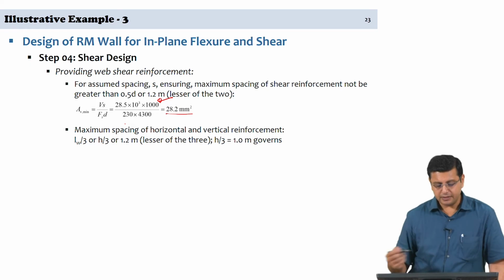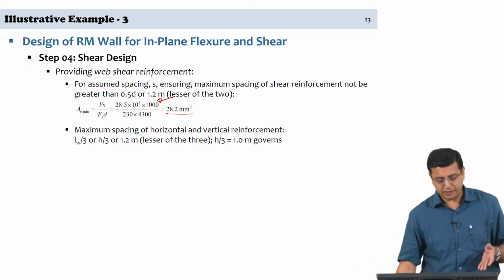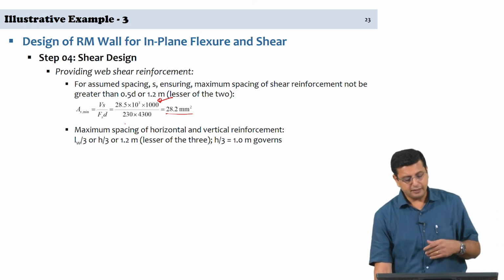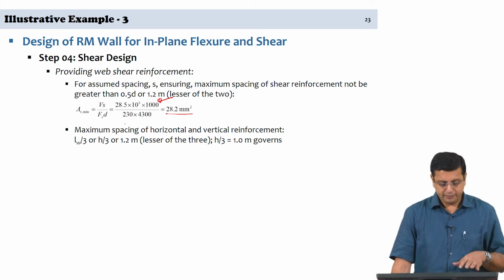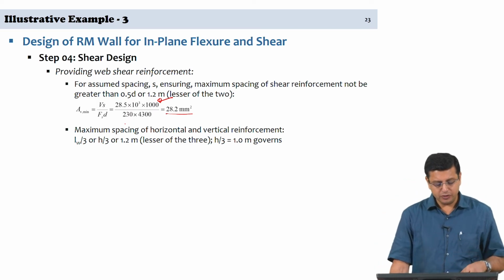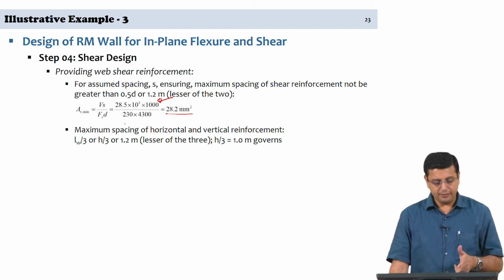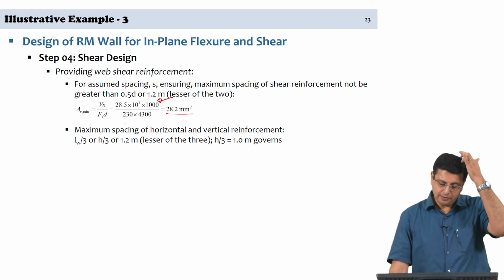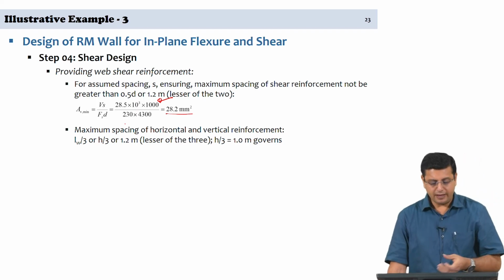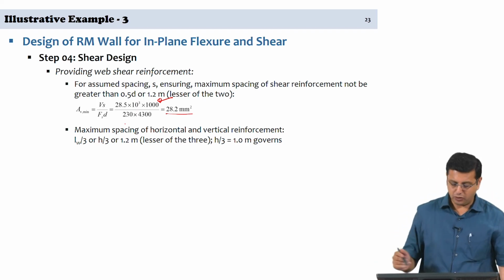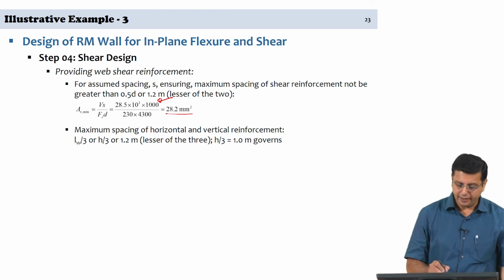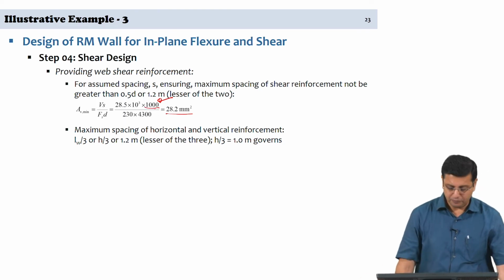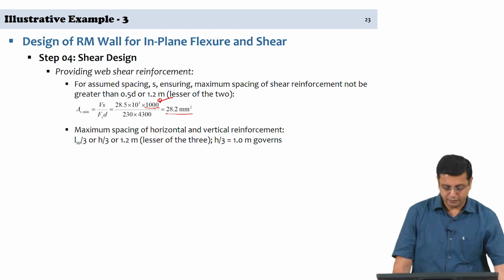Now, the requirements on spacing, the maximum spacing of the horizontal and vertical reinforcement that we must check has to be the lesser of these three values: total length of the wall by 3, total height of the wall by 3, or 1.2 meters. The lesser of the three has to be considered. In this case, length of the wall is 4.3 meters and height of the wall is 3 meters, and therefore, h by 3 would govern, 1 meter would govern, and that is the maximum spacing, and that is why in this calculation I had used 1 meter as the spacing for the calculation.